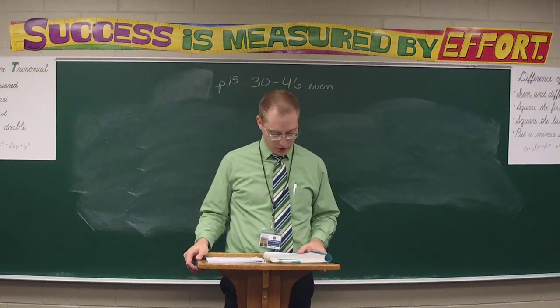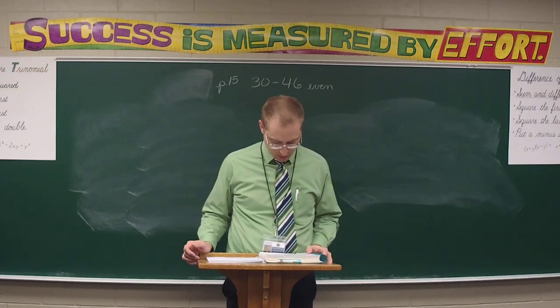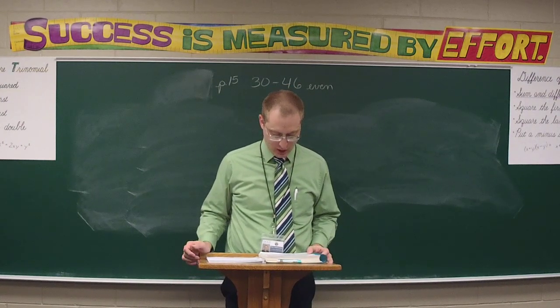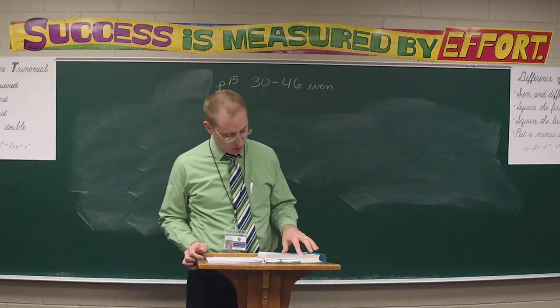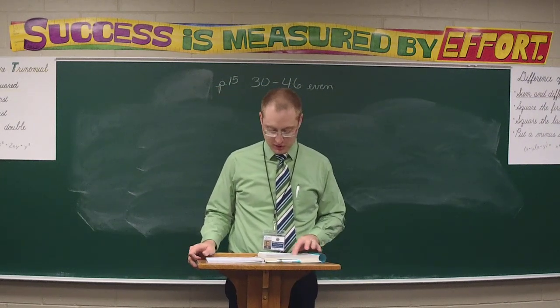Let's go ahead and take a look at our answers here. Number 30, what did you get for your answer, Brandon? X squared minus 4. Good, x squared minus 4 is correct. Number 32, Genesis. X squared minus 64. X squared minus 64 is correct.